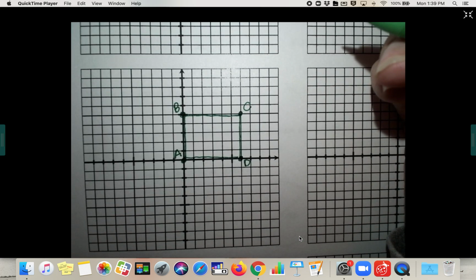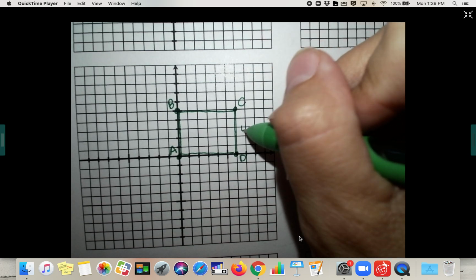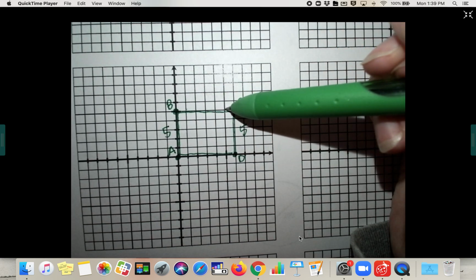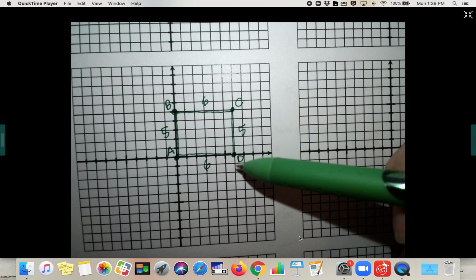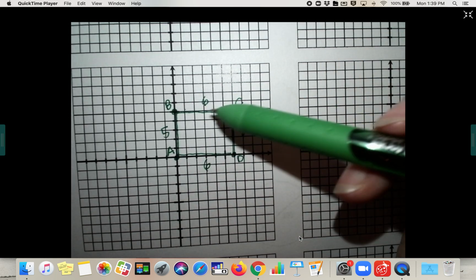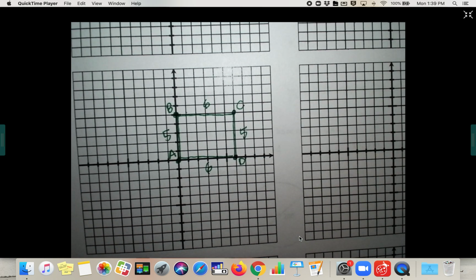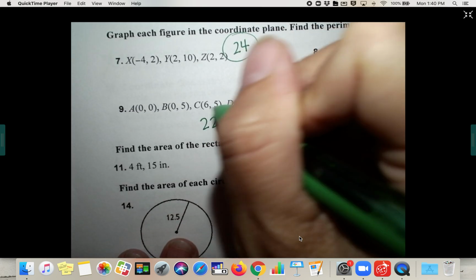And if we're finding perimeter, you just get to count. So 1, 2, 3, 4, 5. That means this side is also 5. 1, 2, 3, 4, 5, 6, which means this side is also 6. So 6 plus 5 plus 5 plus 6 is, what is that, 22, I think? Yeah, 22. Okay, so 22 units.